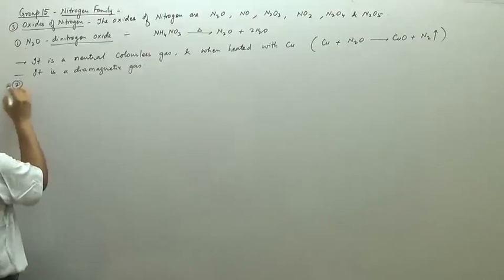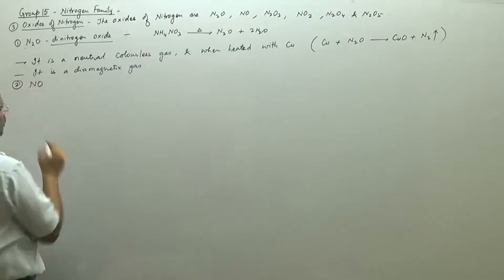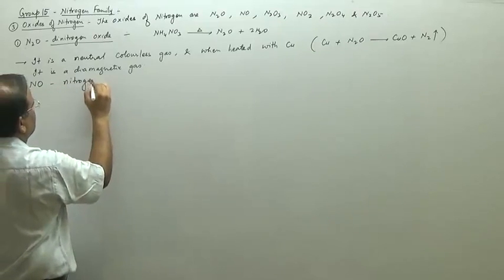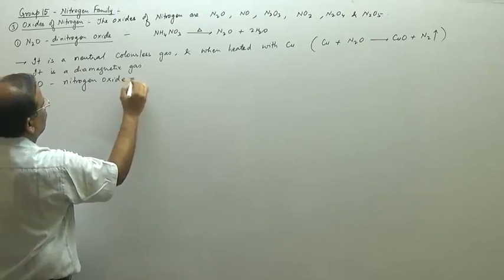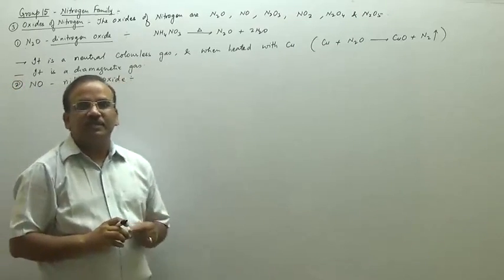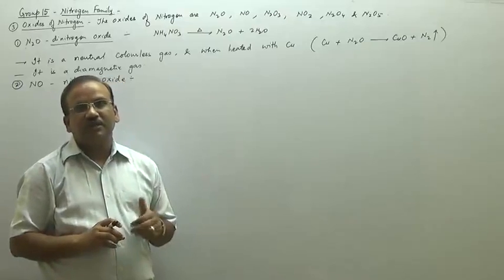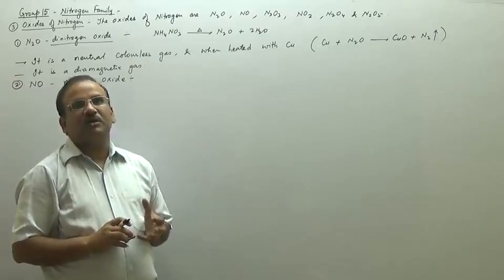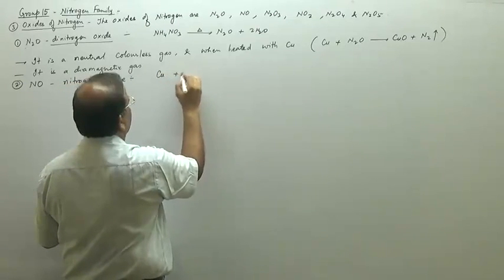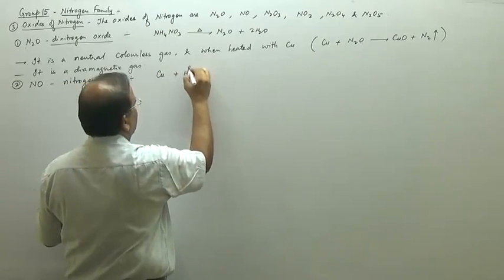So that is one of the oxides of nitrogen. Another oxide is nitrogen oxide, a nitrogen oxide gas. To prepare nitrogen oxide, when copper is heated with dilute HNO3, we get NO gas. So we get copper heated with dilute HNO3.